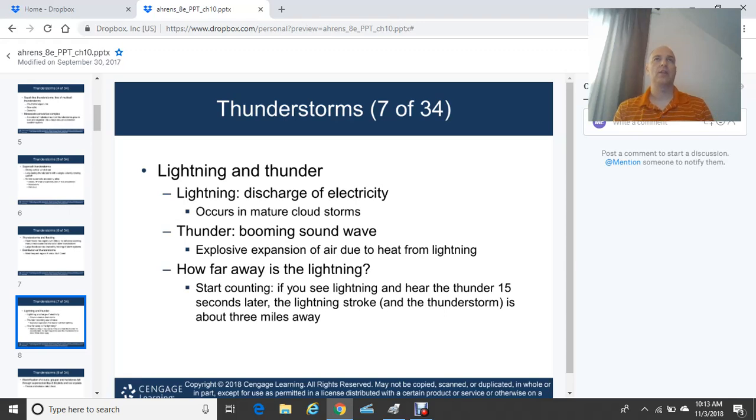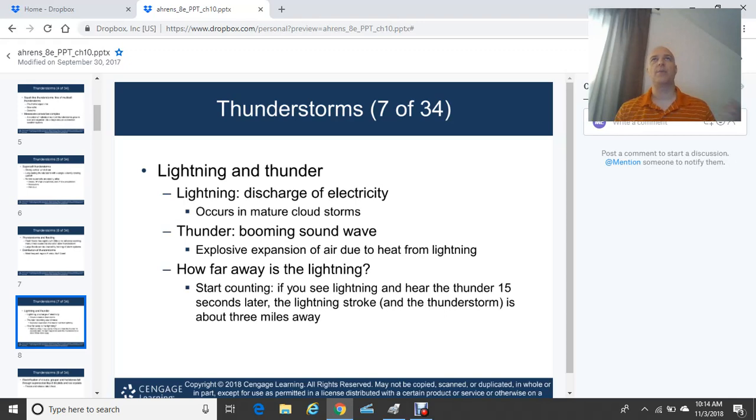All right, and so when these updrafts and downdrafts move these various charges up and down through the cloud, it results in an electrical difference, also known as an electrical potential, and opposite charges attract, and you get lightning as a result. That is the discharge of electricity when that happens. Thunder is the booming sound wave that we're all familiar with. It's an explosive expansion of air due to heat from lightning.